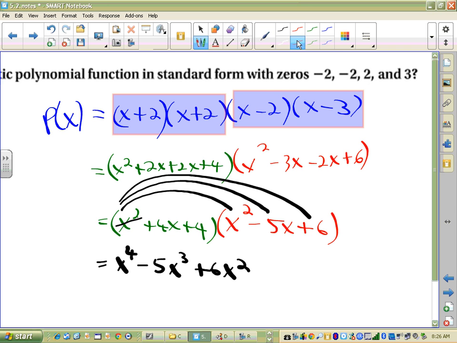So the next thing I'm going to do is multiply this 4x by everything. So when I do that, I'm going to get 4x cubed, and then minus 20x squared, and then plus 24x. Okay? So now, again, I do a strike through that 4x because I'm done with that. I've multiplied that by everything.